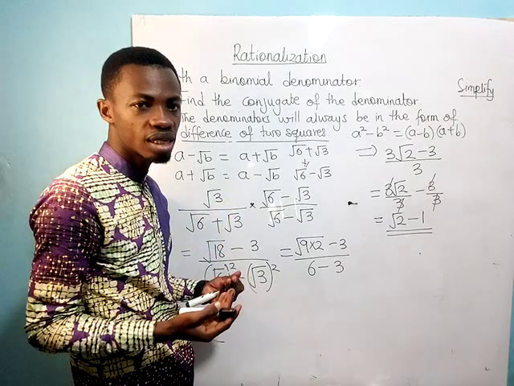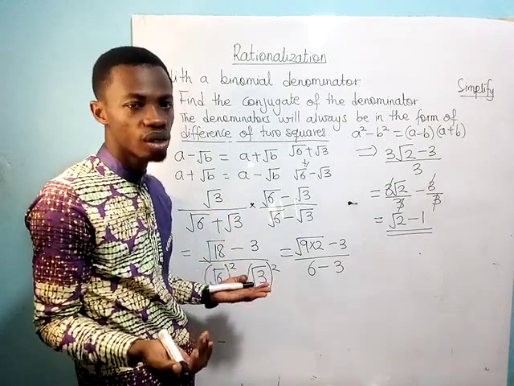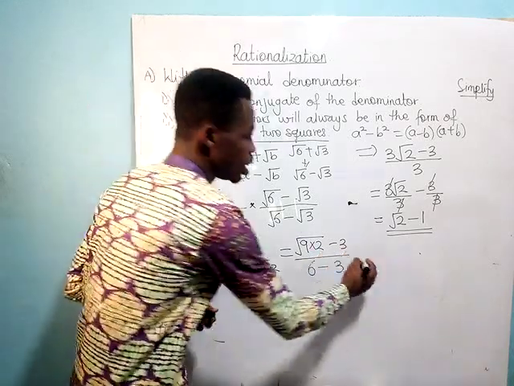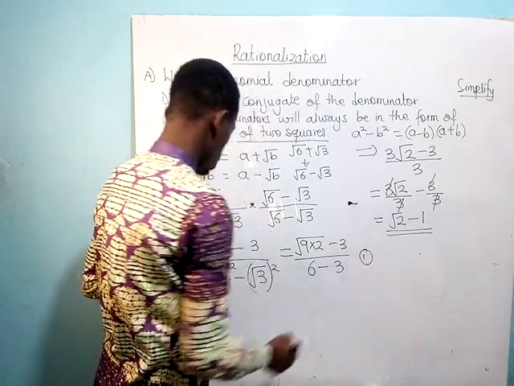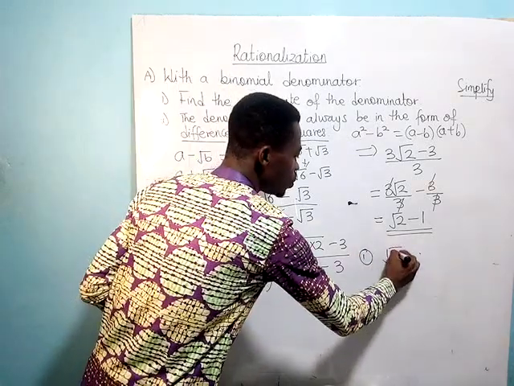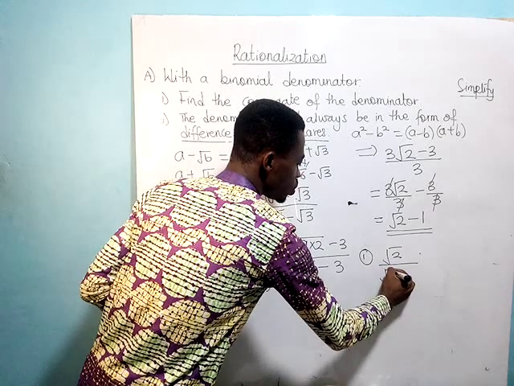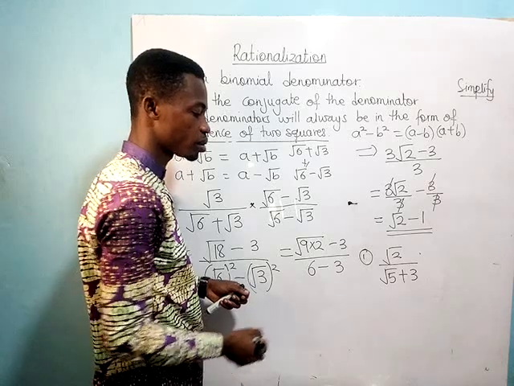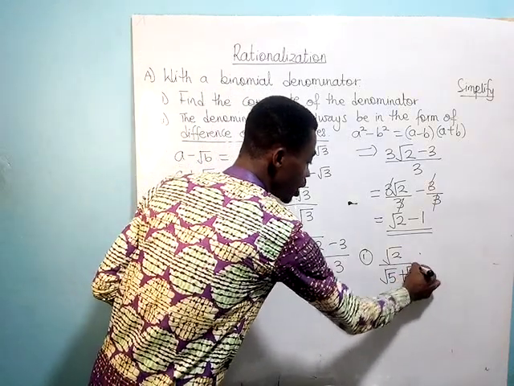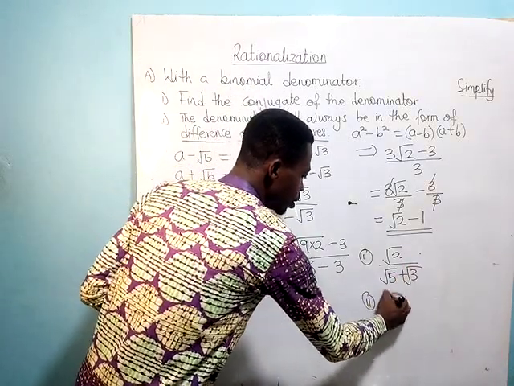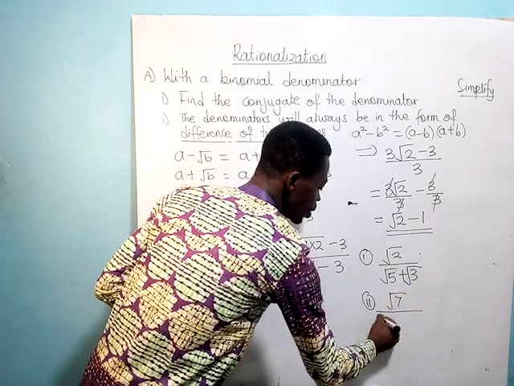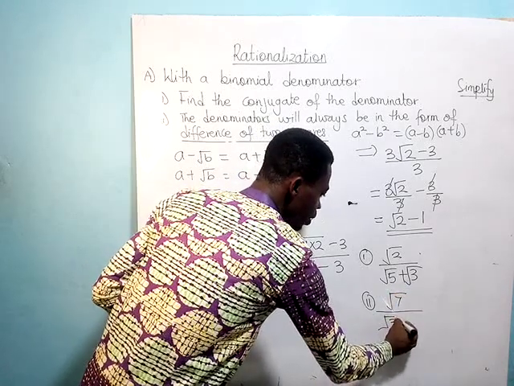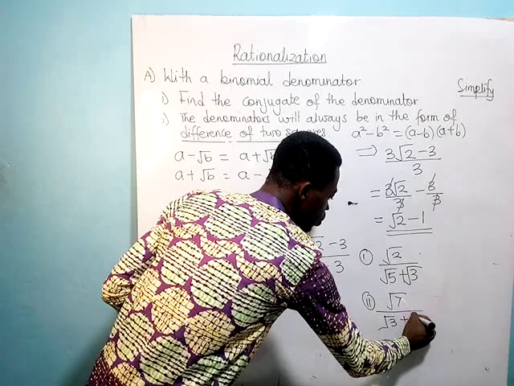So I'll give you questions, then you try your hands on. You can try this for me, where we have square root of 2 on square root of 5 plus root of 3, then square root of 7 on square root of 3 plus square root of 5.